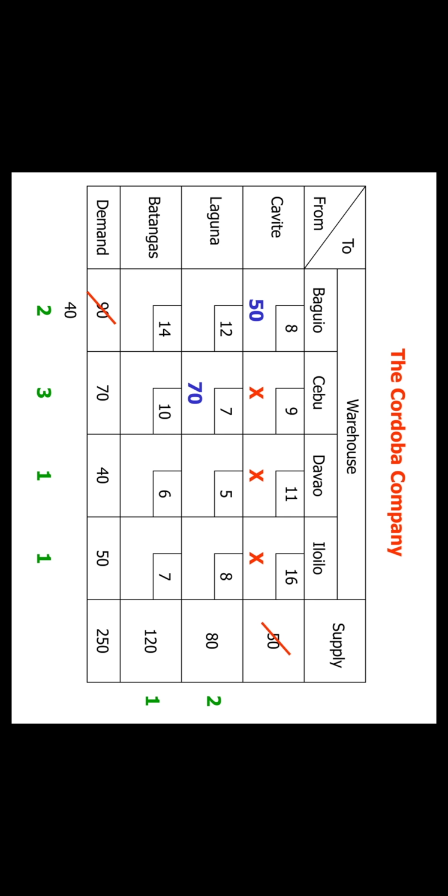And with that, you have already met the total demand of Cebu. So you now eliminate the remaining cell in that column. And we now have to reduce the supply of Laguna by 70. So from 80, it goes down to 10.